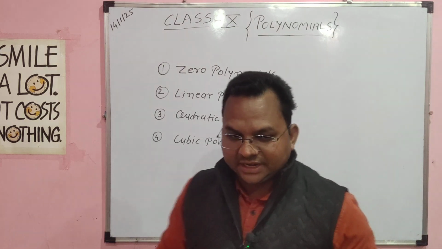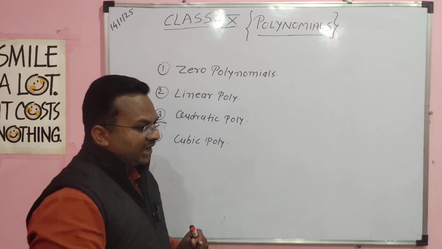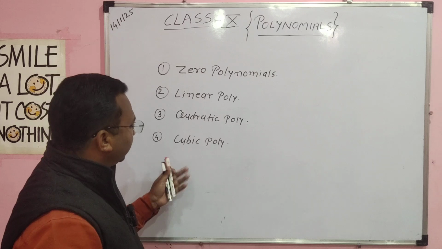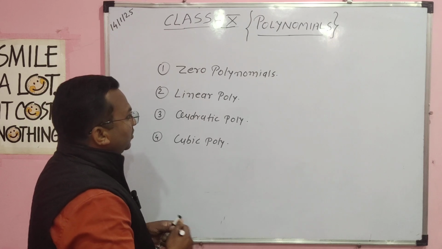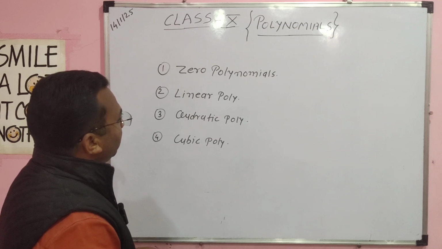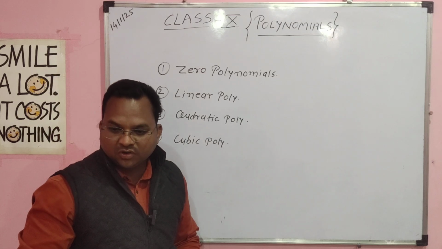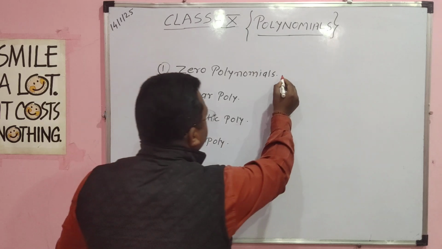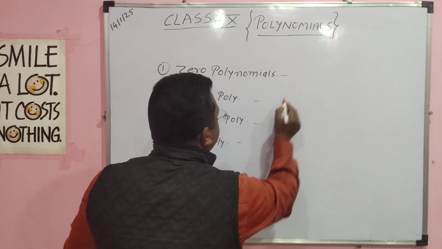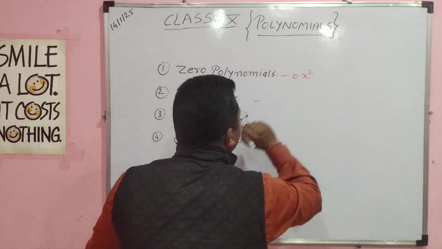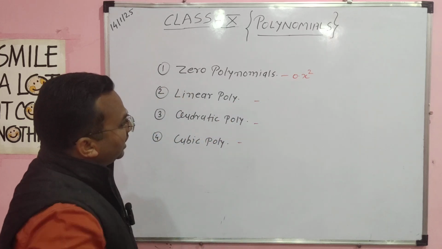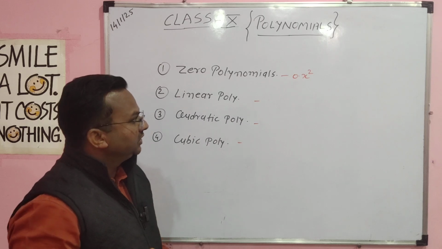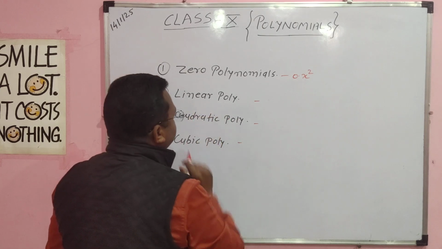Clear? So in an exam, for one mark, types like zero polynomial, linear polynomial, quadratic polynomial and cubic polynomial. So how to identify which polynomials are zero polynomial, linear polynomial, quadratic polynomial or cubic polynomial? We have some examples for you, like here 0 multiplied by x to the power 2. Always when we multiply 0 with any digit, we get 0. Understand na?